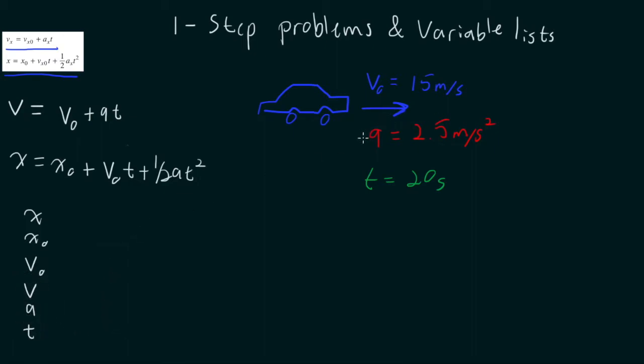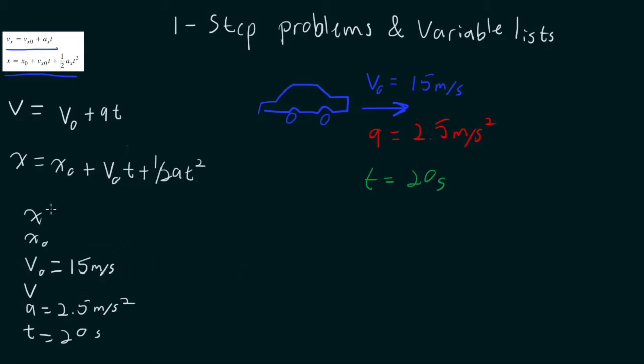And so right off the bat, what can I list out here? Well, v naught is 15 meters per second. I know that. I've got that right there. So 15 meters per second. I know my acceleration is 2.5. And I know that that's going to happen for 20 seconds. Now, what about these other variables? What am I looking for?